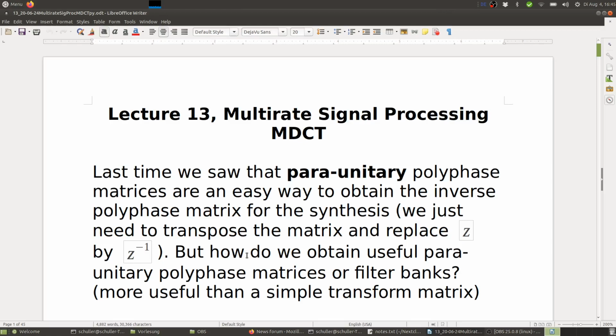But how do we obtain useful para-unitary polyphase matrices or filter banks? More useful than a simple transform matrix, which also has this property. Right, so far this is the only one we know.